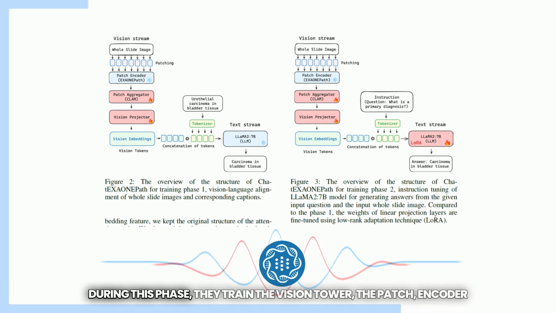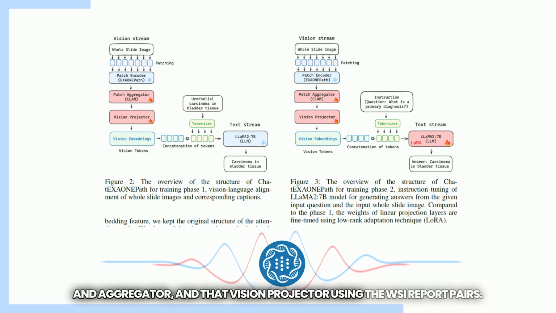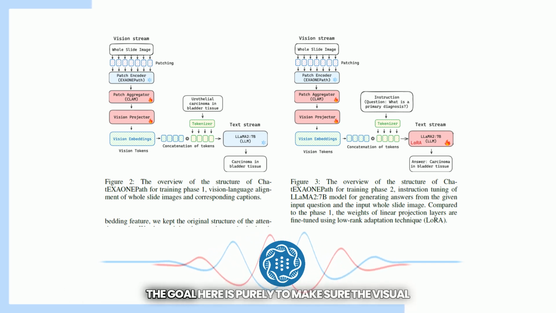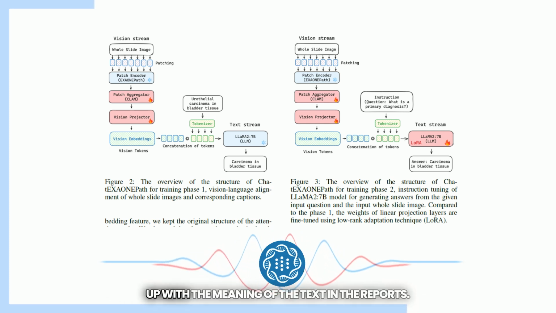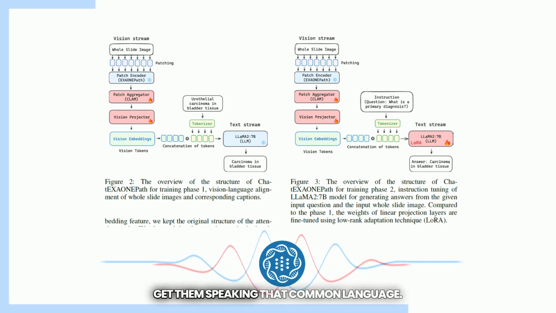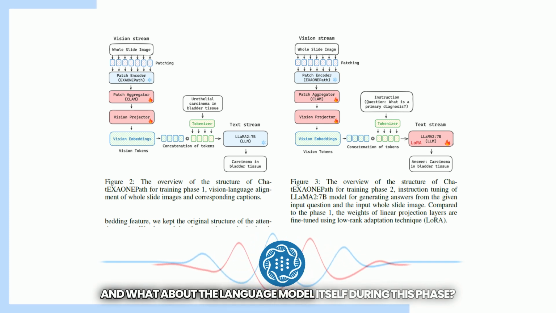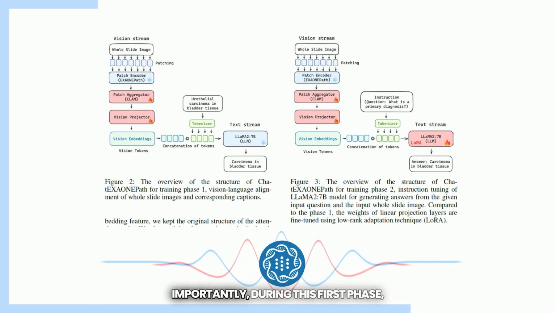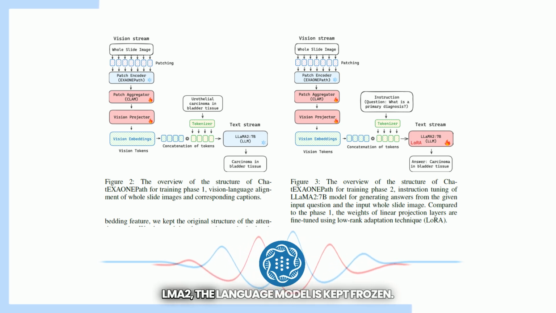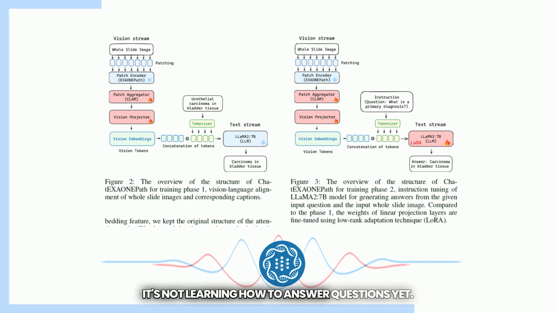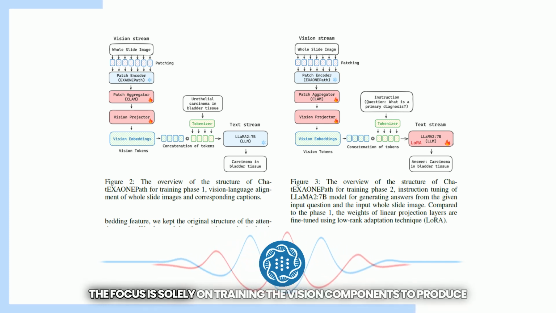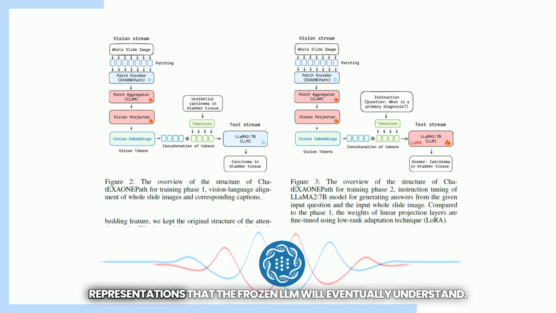Exactly. During this phase, they train the vision tower, the patch encoder and aggregator, and that vision projector using the WSI-report pairs. The goal here is purely to make sure the visual features extracted from the images are properly linked up with the meaning of the text in the reports. Get them speaking that common language. And what about the language model itself during this phase? Importantly, during this first phase, Llama 2, the language model, is kept frozen. So it's not learning yet. It's not learning how to answer questions yet. The focus is solely on training the vision components to produce representations that the frozen LLM will eventually understand.